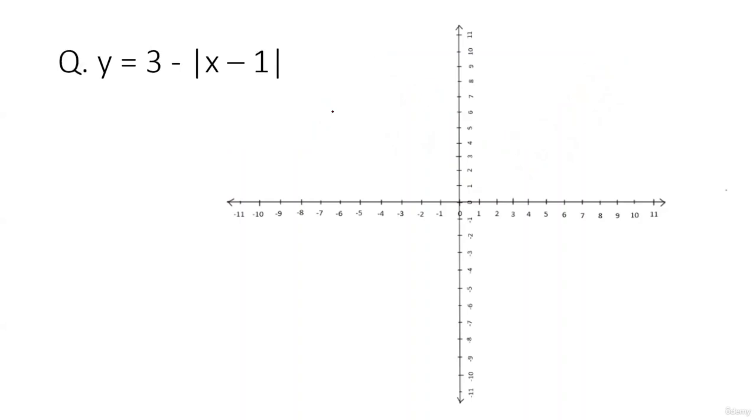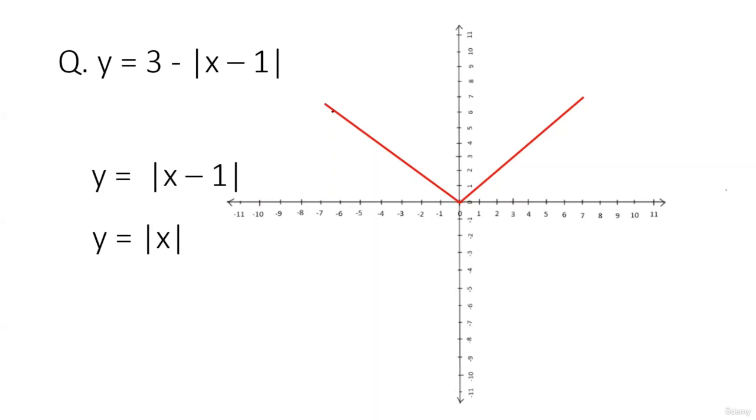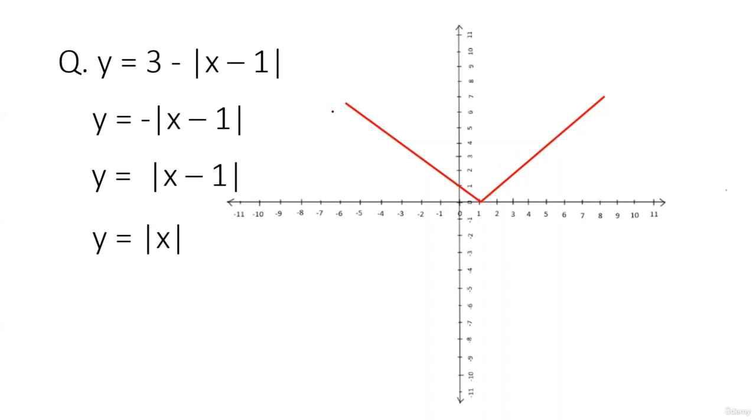Okay, this is the question I want you to solve. Please pause the video, try it out, and see how quickly you can solve the question by using the method of transpose. Okay, guys, so we start with the reference graph y is equal to mod x, right? We go for y is equal to mod of x minus 1 now. What does x minus 1 mean? The graph will shift towards the right by 1 step, right? Next step is you plot y is equal to minus of mod of x minus 1.